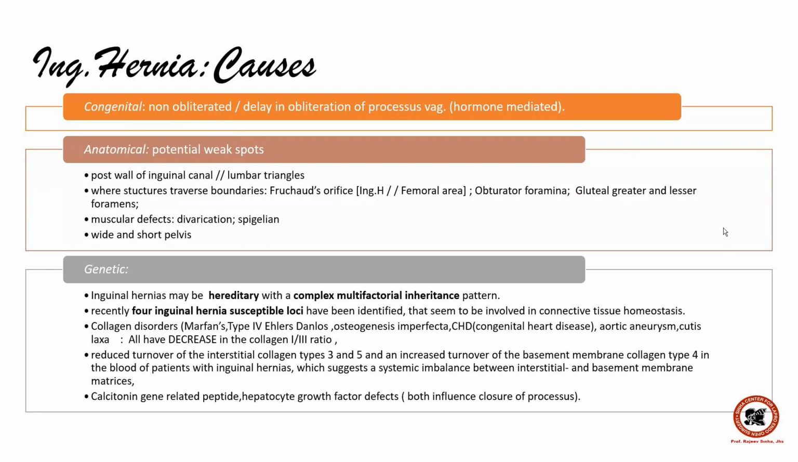So basically, what we're looking at is a decrease in the collagen 1 to 3 ratio. That basically means less of collagen 1, more of collagen 3. In addition to this, there's a reduced turnover of interstitial collagen types 3 and 5 and increased turnover of the basement membrane collagen type 4 in these patients who have got inguinal hernia, right? So this is all identifiable in patients with inguinal hernia. Calcitonin gene-related peptide and hepatocyte growth factor, we already talked about, were responsible for the patency of the processus.